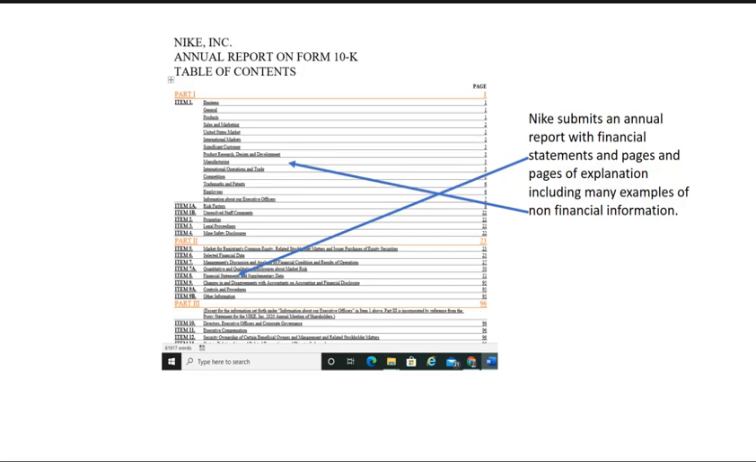Every company submits an annual report to the SEC, and this annual report can be hundreds of pages long. This one is quite long. It looks like it goes down to at least page 96. This is just a table of contents. It has lots of information, all of this non-financial explanation. It may reference some of the financial information. And then item 8 is always the financial statements.